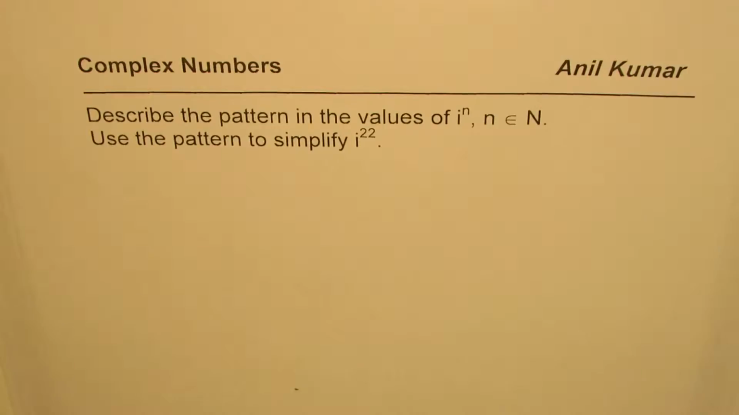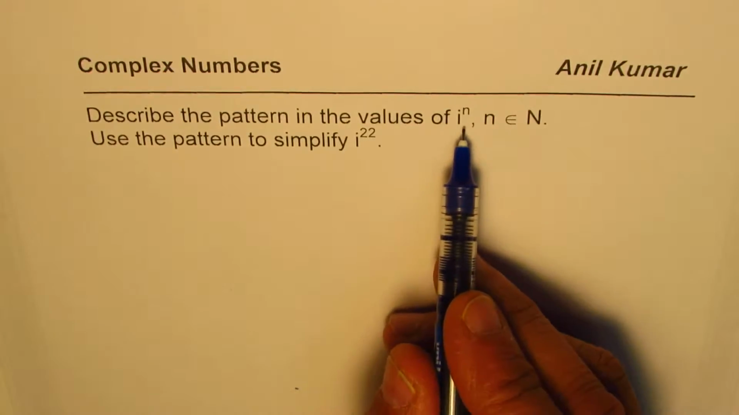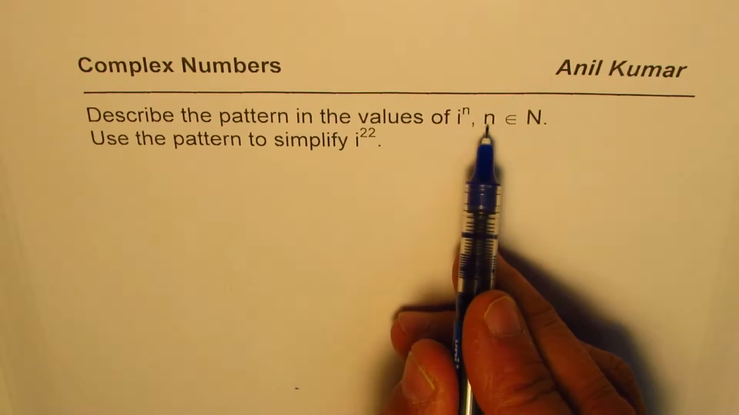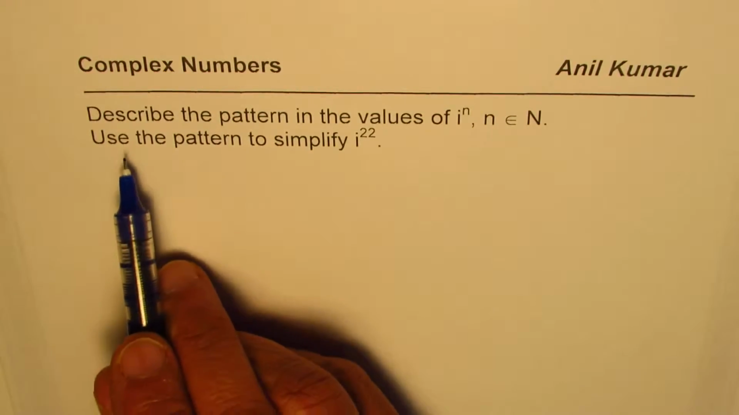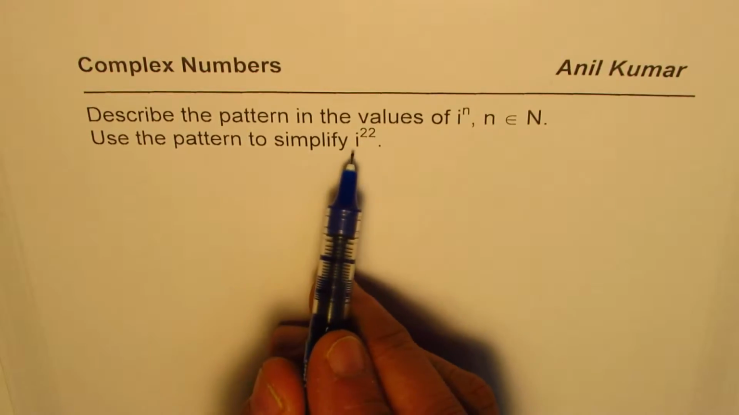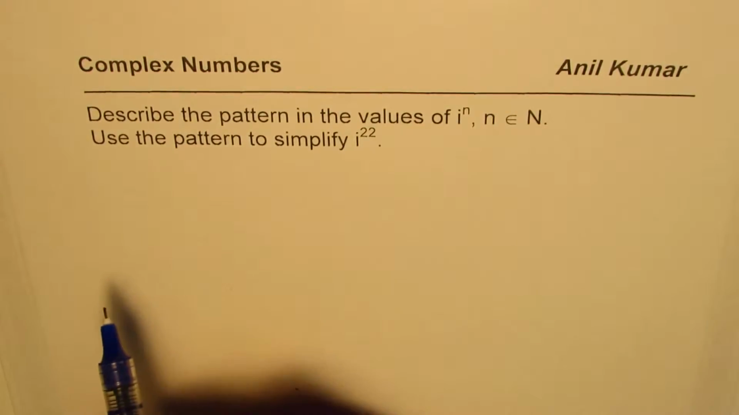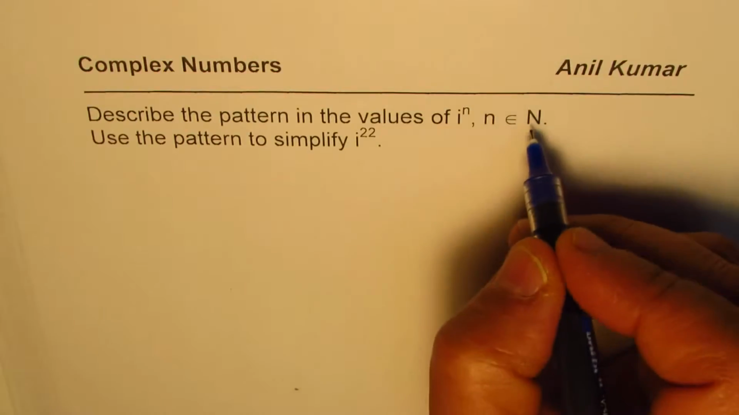The question here is, describe the pattern in the values of i to the power of n, where n belongs to the set of natural numbers. Use the pattern to simplify i to the power of 22. Let me change this question a bit.